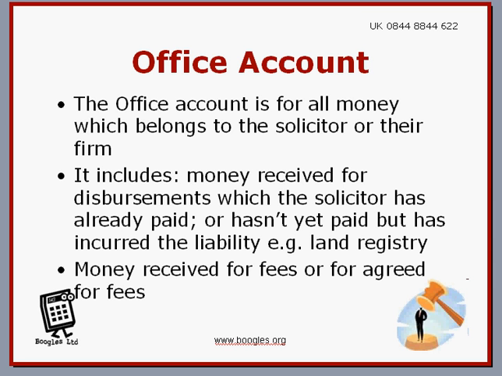An office account, on the other hand, is for all money which belongs to the solicitor or their firm. It includes money received for disbursements which the solicitor has already paid or hasn't yet paid but has incurred the liability. For example, land registry if you're engaging a solicitor to do conveyancing. Money received for fees or for agreed fees is office money.